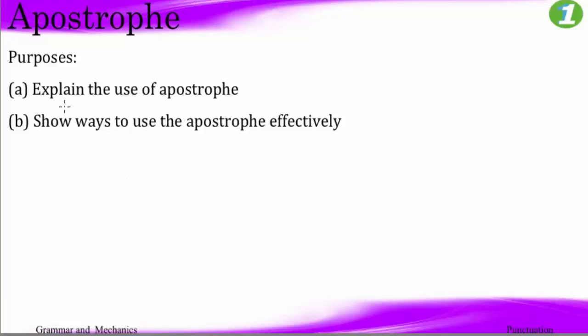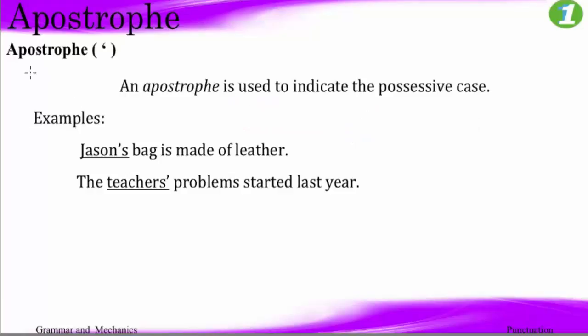By the end of this lesson, you should be able to explain the use of the apostrophe and to show ways to use the apostrophe effectively. Let's get right into it. So the apostrophe, which is indicated by this symbol right here, is used to indicate the possessive case.